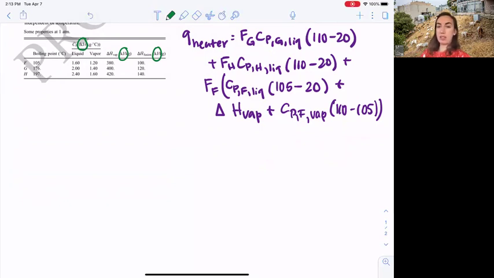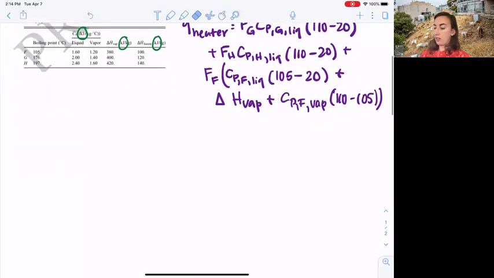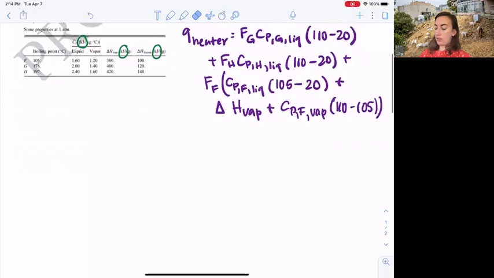It's a really common mistake that people keep their CPs in kilojoules, or keep their CPs in joules and leave their delta H's in kilojoules, and then you get the wrong answer because you've mixed units. So just as a caution, keep an eye on that. Okay, so I'm gonna try to keep that physical properties table in the window.